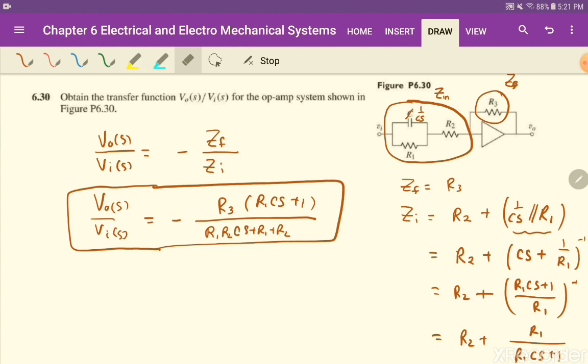Now next we're going to go into the next lecture, which is going to be the last topic of chapter 6, and it's going to be about DC motors.